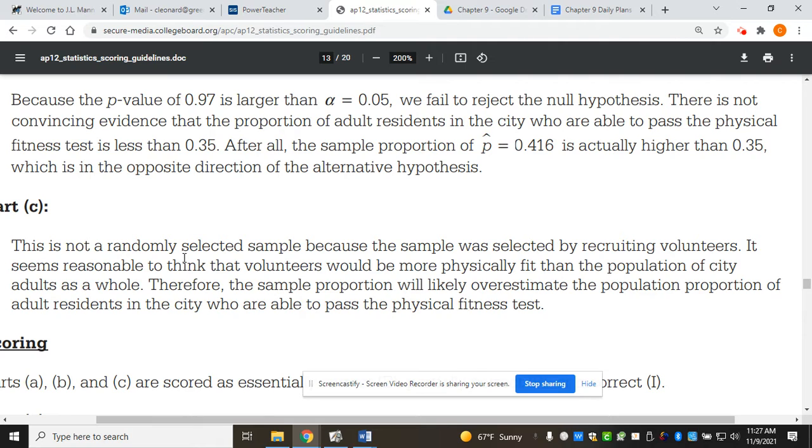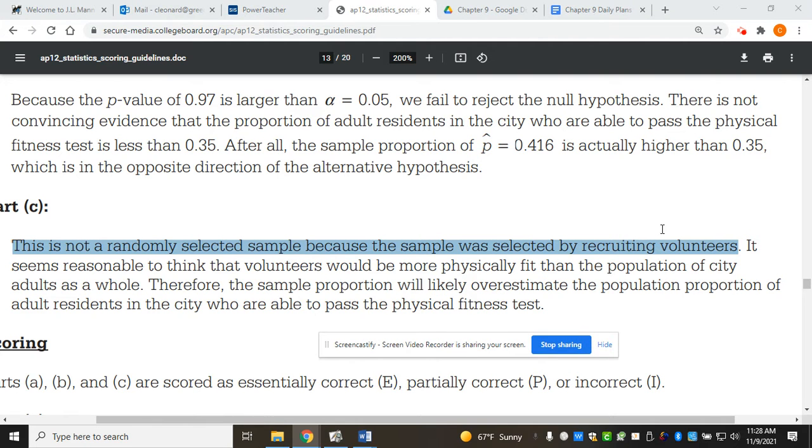This is not a randomly selected sample, so you can only generalize to the population if it's randomly selected, because the sample was selected by recruiting volunteers, so that's what you guys probably wrote about. It seems reasonable to think that volunteers would be more physically fit than the population of city adults as a whole. Therefore, the sample proportion will likely overestimate the population proportion of adult residents in the city who are able to pass the physical fitness test.